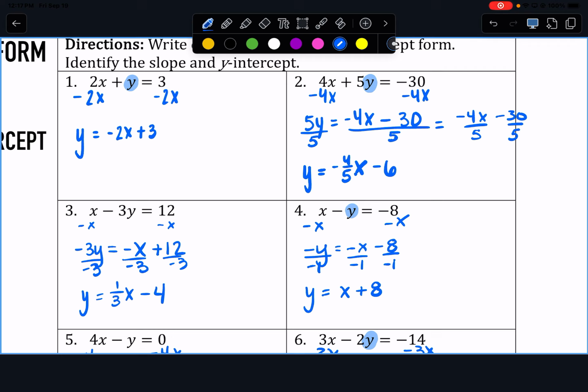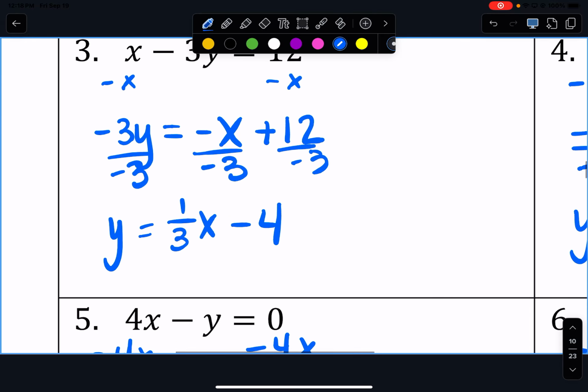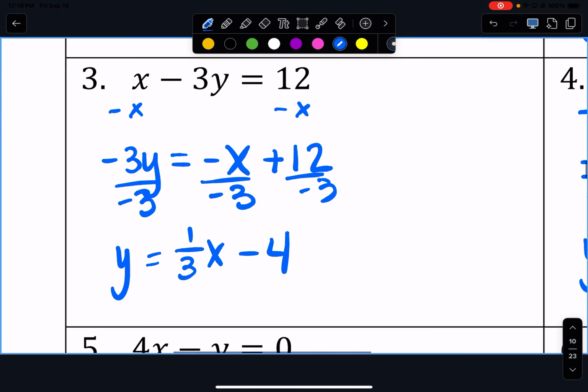All right. So what is the solution to question 3? Or what is the slope-intercept form of question 3? Y equals 1/3 x minus 4. That is correct. If you are not sure how to simplify that, it has an understood 1 right there in front, and so when we simplify it, it just means 1/3.